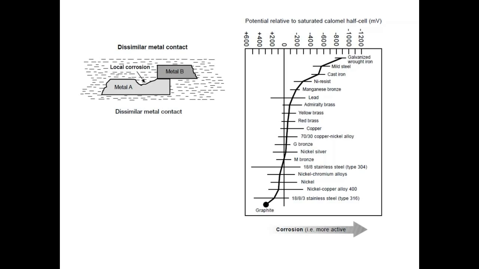First of all, the general rule is to use the same material all throughout the structure, if you can do that. And here is a simple diagram that shows the corrosivity, or the corrosion activity, from graphite to galvanized iron. So for example, mixing copper and galvanized wrought iron means that you have that much difference in the half-cell potential, and therefore direct contact would result in local corrosion, or galvanic corrosion.